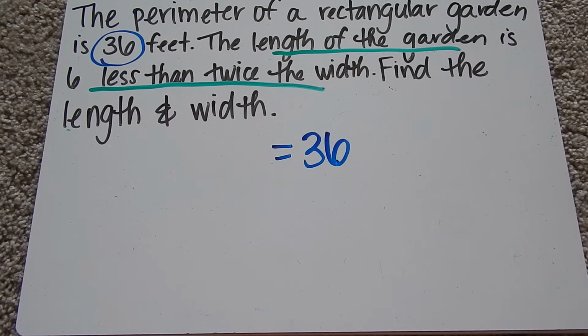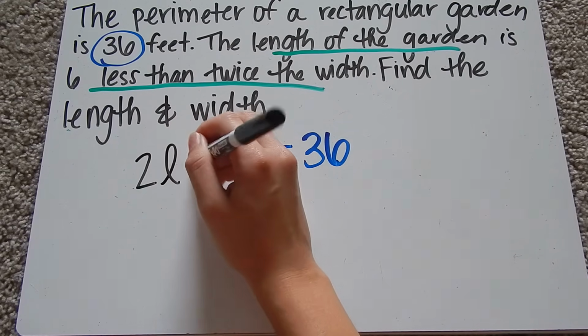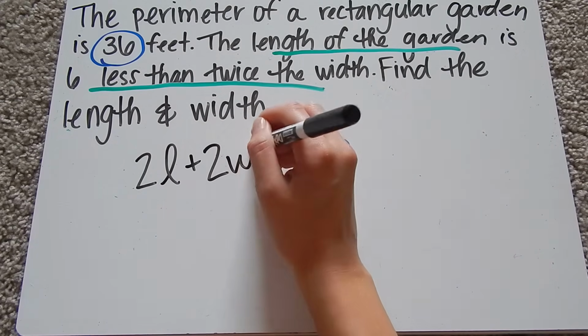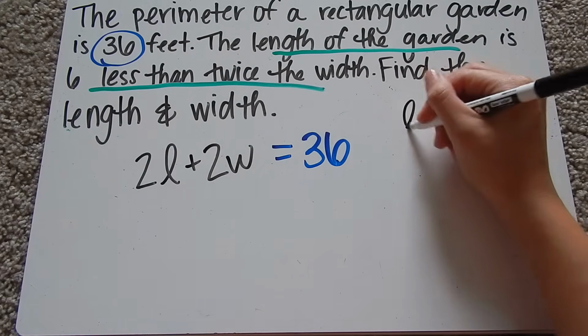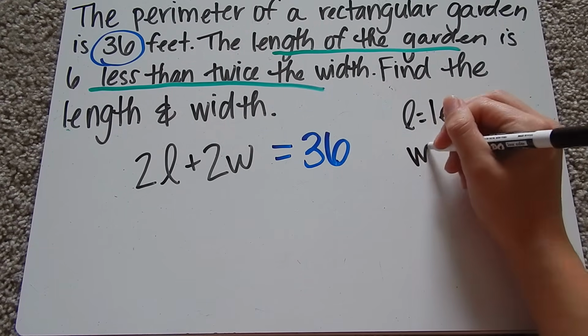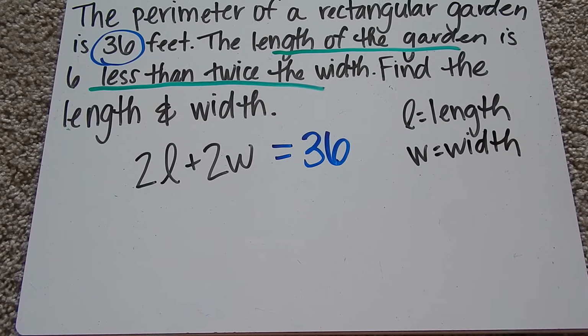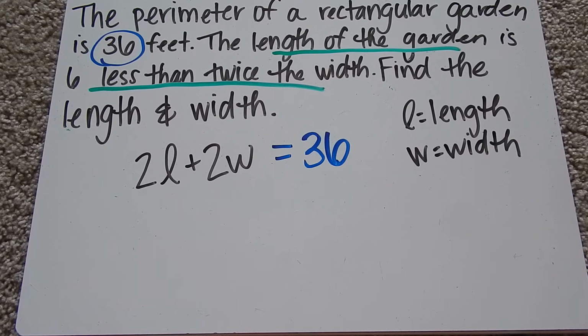Hopefully we remember the perimeter formula. Perimeter formula is twice the length, or 2L, plus 2 times the width. And over here I'll write L equals length and W equals width. So one equation already written. So that part's done. Now we have our second equation.